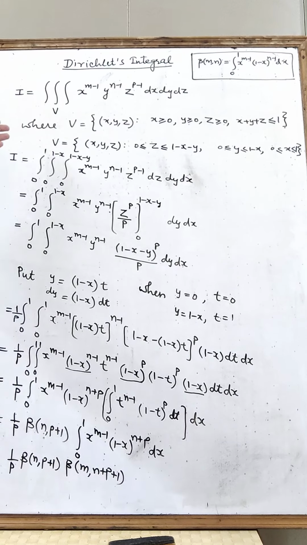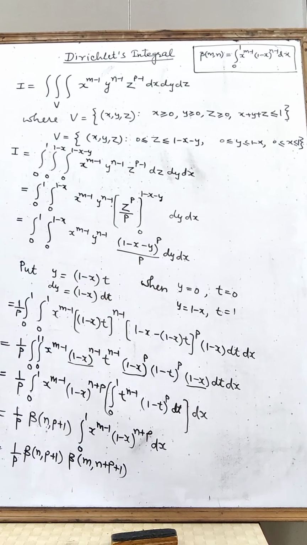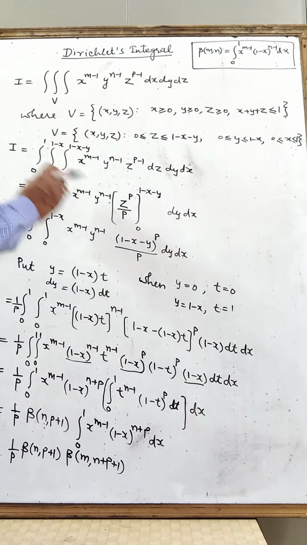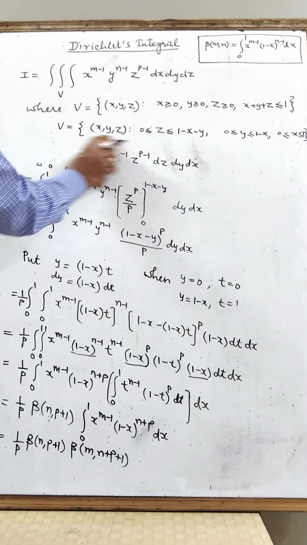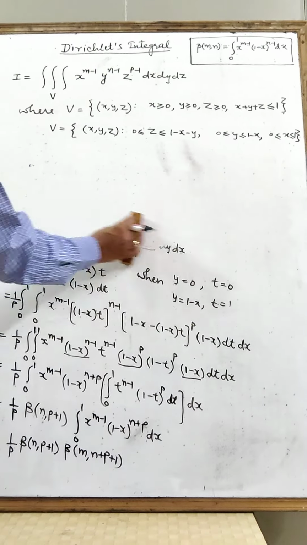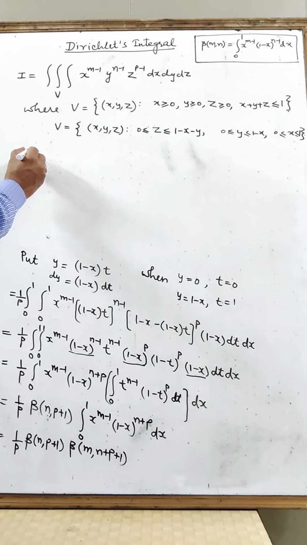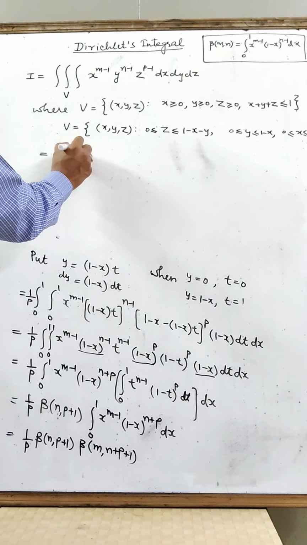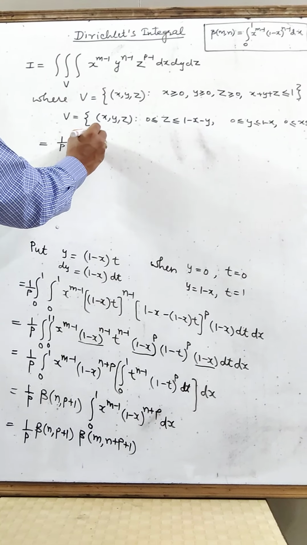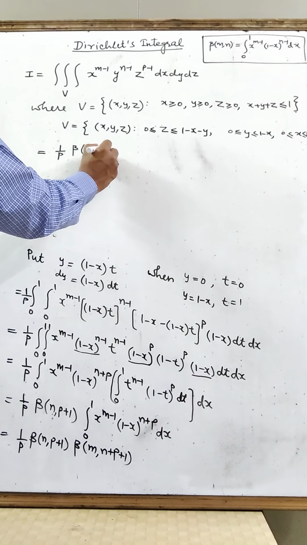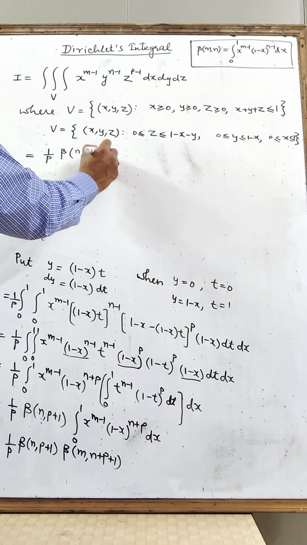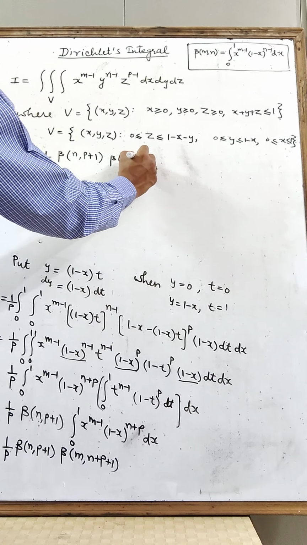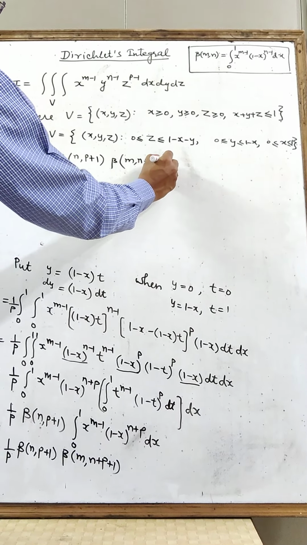So in this way we would integrate. Now we can simplify this as well. I am just erasing from here. Now we have found that this integral is equal to 1 over p beta of n, p plus 1 and beta of m, n plus p plus 1.